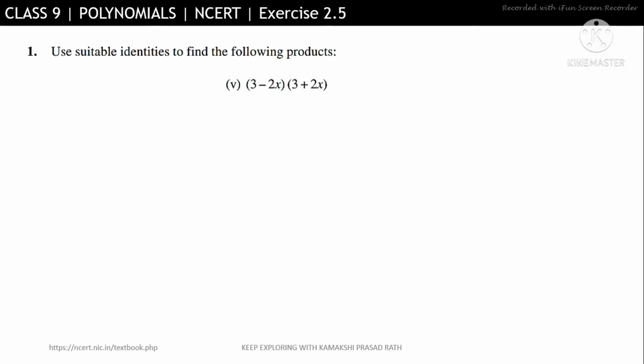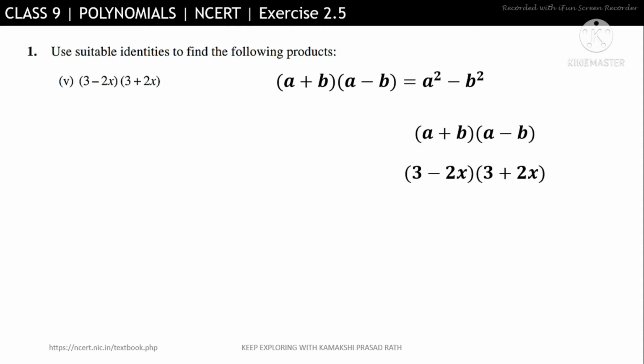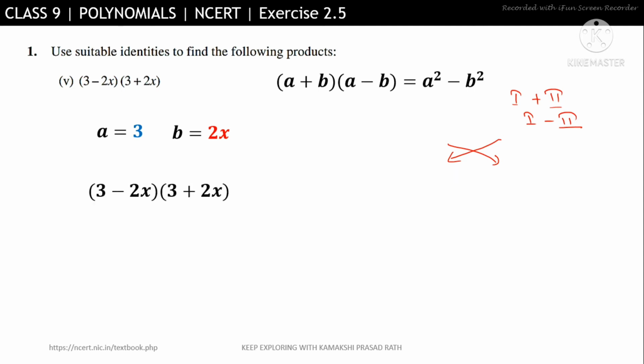Next, same type again, first minus second into first plus second, same thing. A plus b into a minus b or a minus b into a plus b, both are the same thing. So we'll compare with our question. You can see here this one and this one are just interchanged. You can use the commutative property. So the concept is first plus second multiplied by first minus second. What is there in the first? We have 3. In the second we have 2x. So a is 3 and b we'll take as 2x. Now let's see: 3 minus 2x into 3 plus 2x.